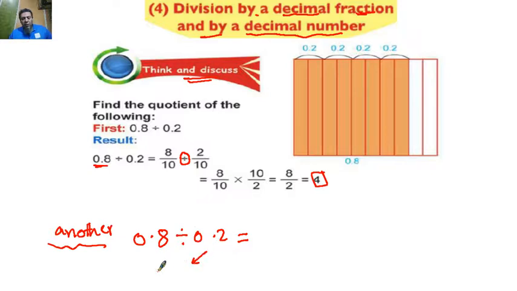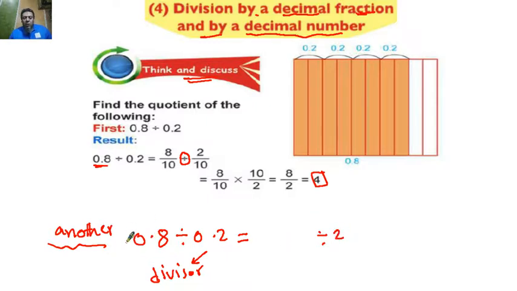This is the divisor. Convert the divisor from decimal to whole. To convert this divisor into a whole number, multiply by 10. The divisor equals 2.